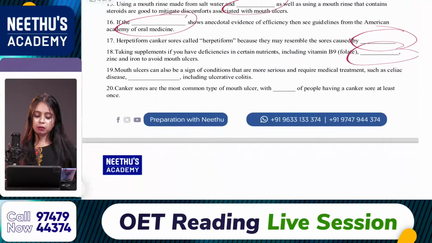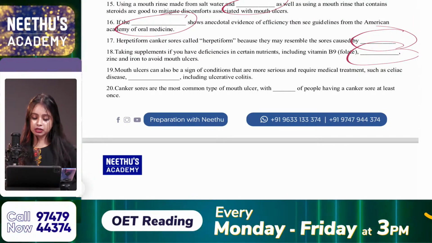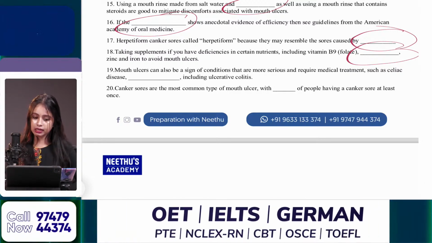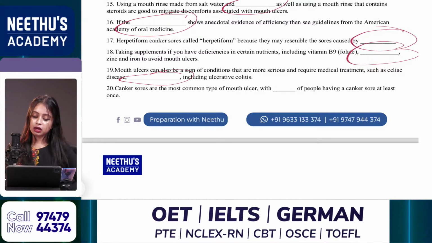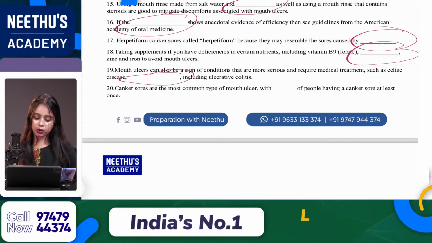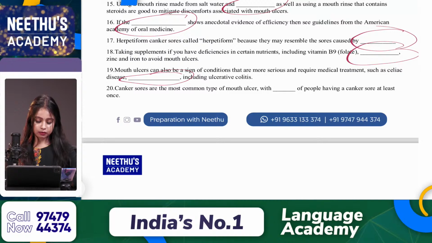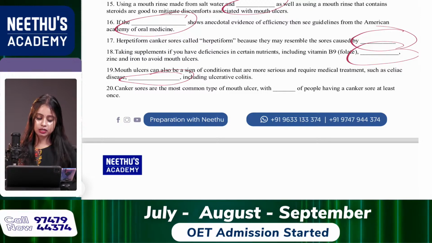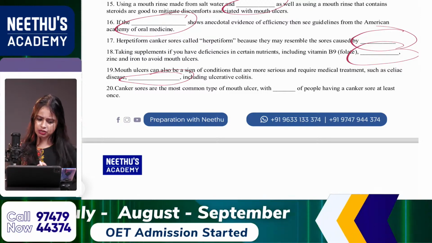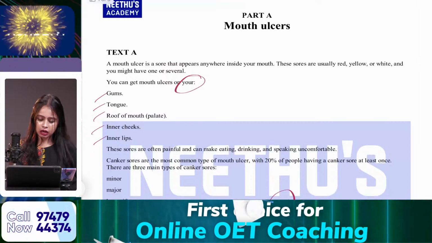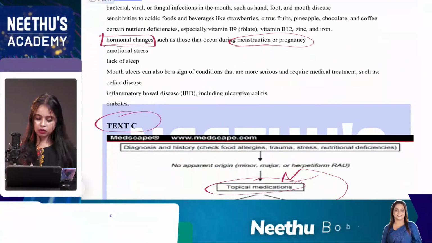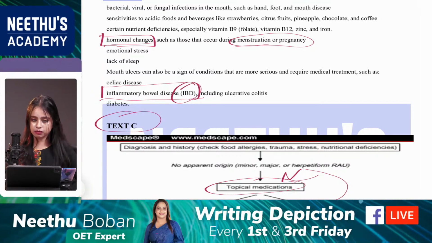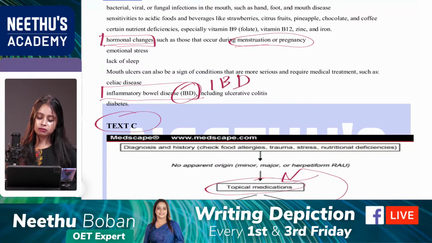Then the 19th one. Mouth ulcers can also be a sign of conditions that are more serious and require medical treatment, such as celiac disease, dash, including ulcerative colitis. So what is the correct answer? Inflammatory bowel disease or IBD. You can write that abbreviation there because the abbreviation is mentioned in text B. Very good. So that is IBD.